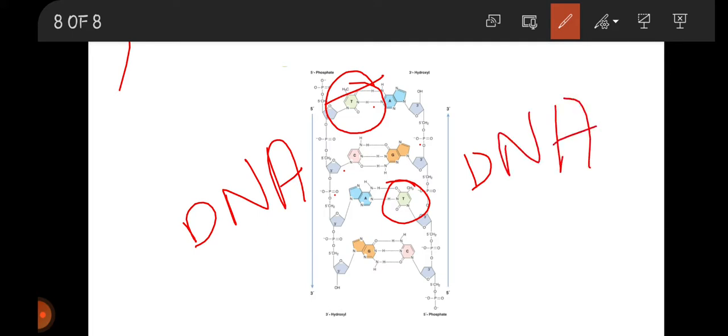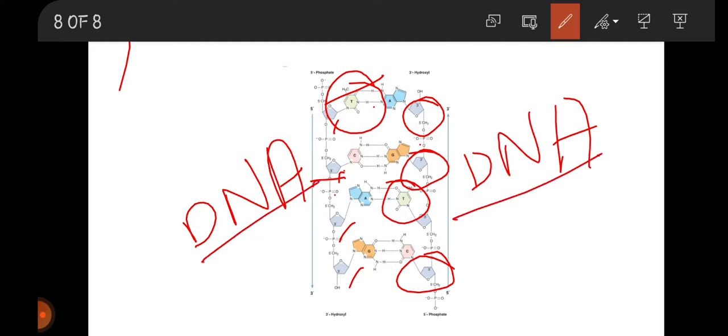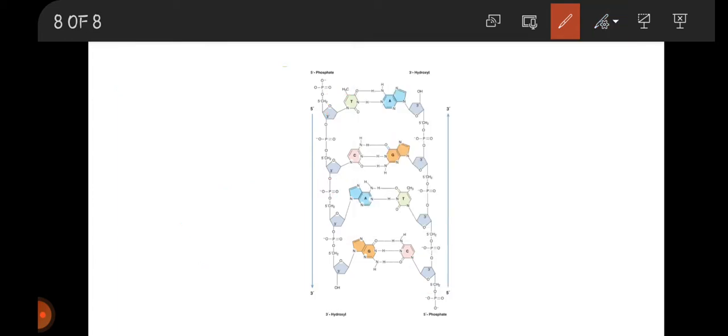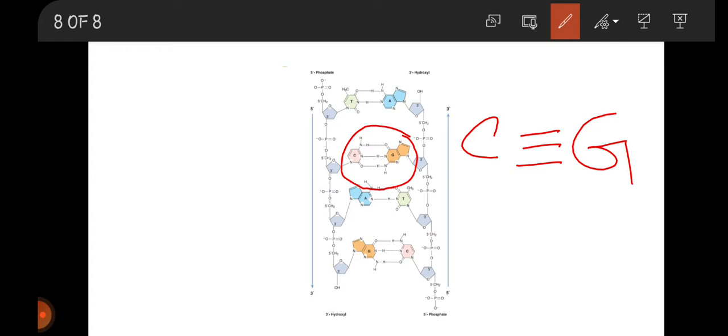Also, you can check the sugar, whether it is deoxyribose or ribose. Check the second carbon. Here it doesn't have the oxygen, so it is deoxyribose. Here, check the second carbon. It also doesn't have oxygen, so both of these strands are DNA, so it is a DNA strand. And also here in between these strands there is a bond. What is this bond? I think you can guess that this is the hydrogen bond, the triple bond existing between cytosine and guanine, and a double bond existing between adenine and thymine.